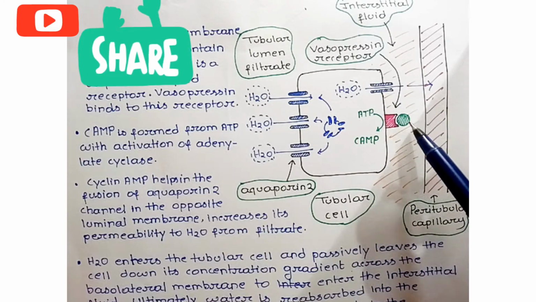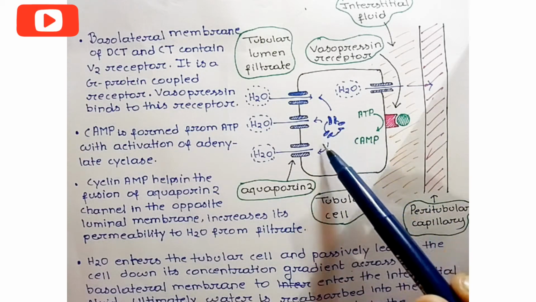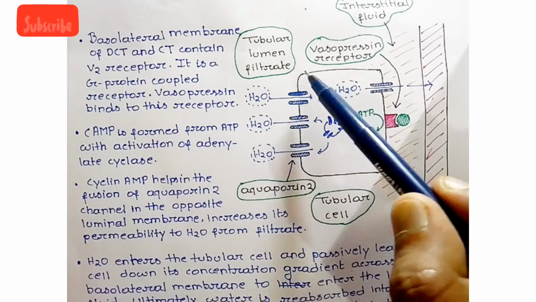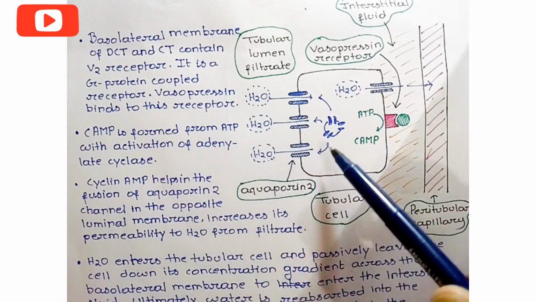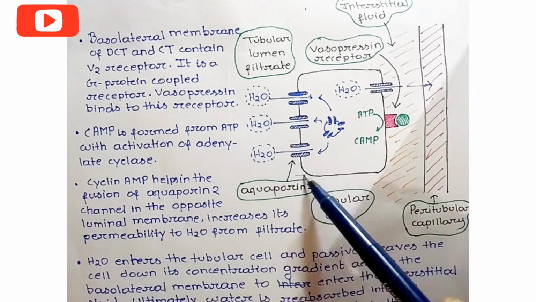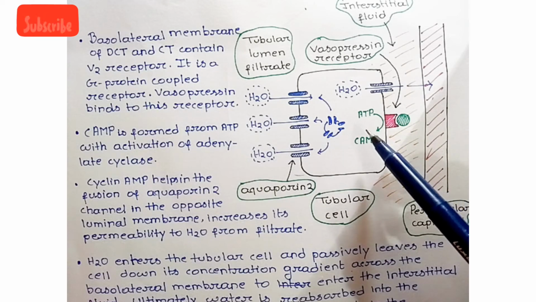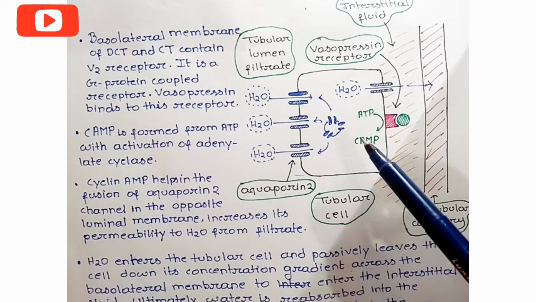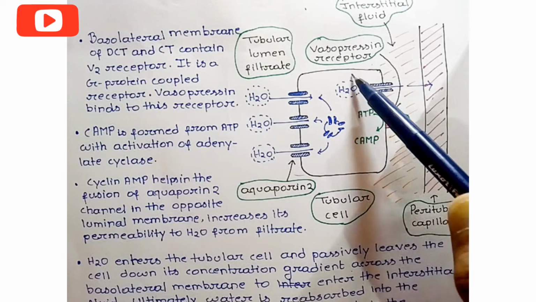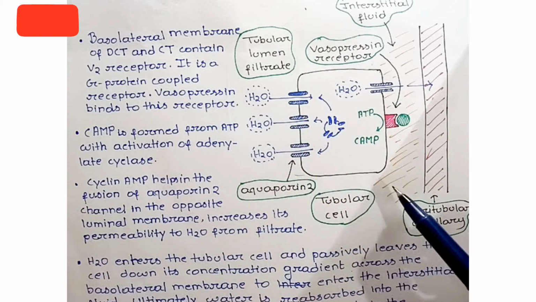On the other hand, if we remove vasopressin from this V2 receptor, the fusion of the aquaporin 2 channels does not occur. So the aquaporin 2 channels present in the luminal membrane of the tubular cell depend on vasopressin in H2O deficit condition. When we have excess H2O, the vasopressin does not bind and there are no channels in the luminal surface. So aquaporin 2 depends on vasopressin.